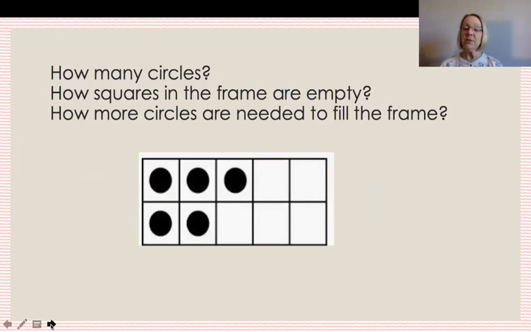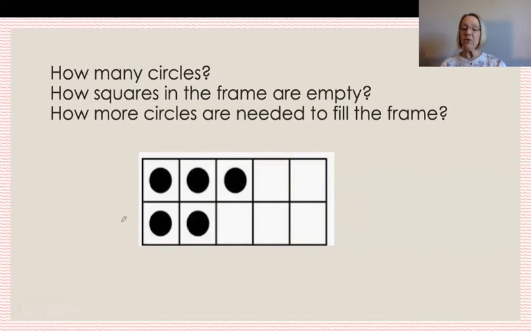All right, now we're going to do another activity about how many circles you see and how many squares in the frame are empty and how many more circles are needed to fill the frame to make 10. So we're working on making 10. Of course, we have two add-ins, which in this picture you see that we have 3 and we have 2 more, which is 5, the sum of 5.